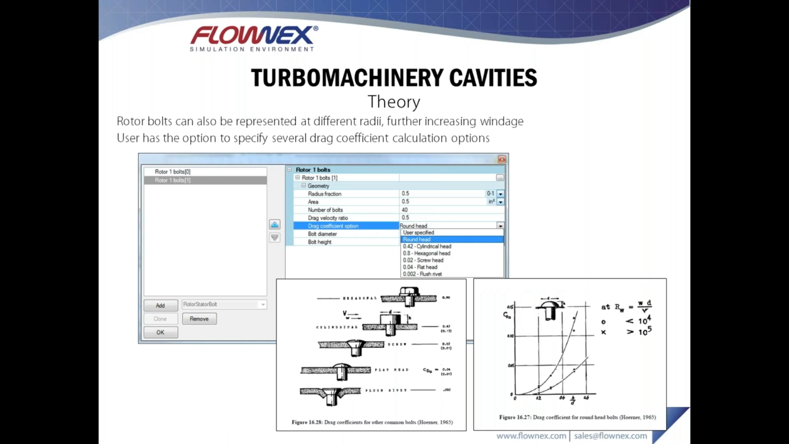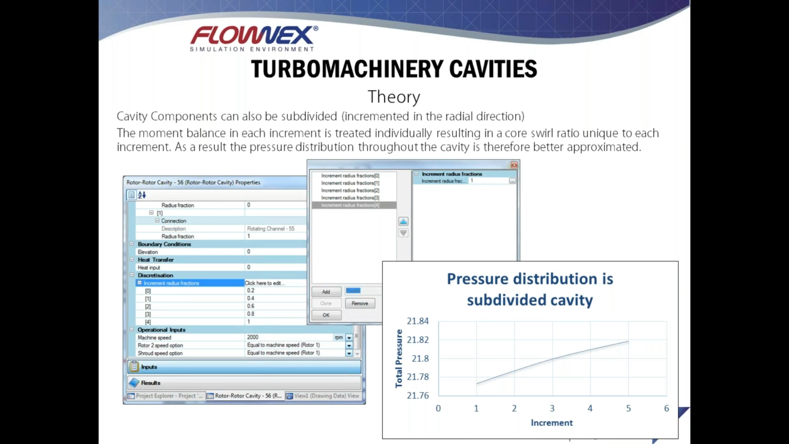We can take into account, as I mentioned, the effects of some bolts inside of these cavities. We have a couple of correlations already inbuilt into Flownex for drag coefficients, so users can simply select the number of bolts as well as information regarding where they're mounted and the size of these bolts, and Flownex then provides the relevant correlations for drag coefficients, and then uses this in the moment calculation when calculating the swirl inside of the cavities.